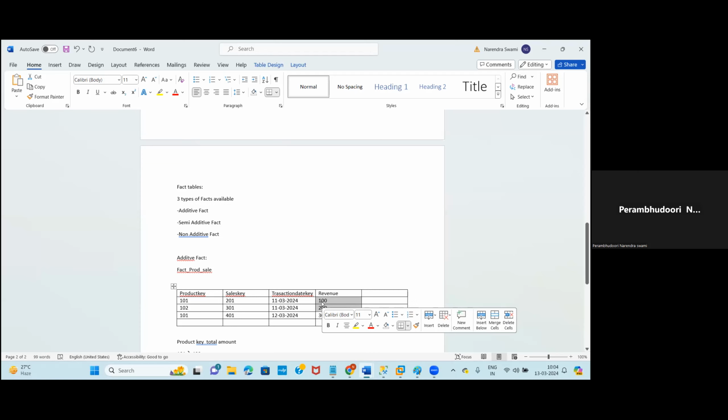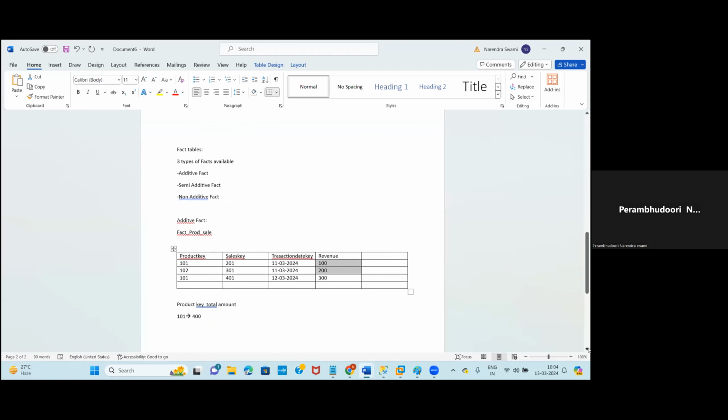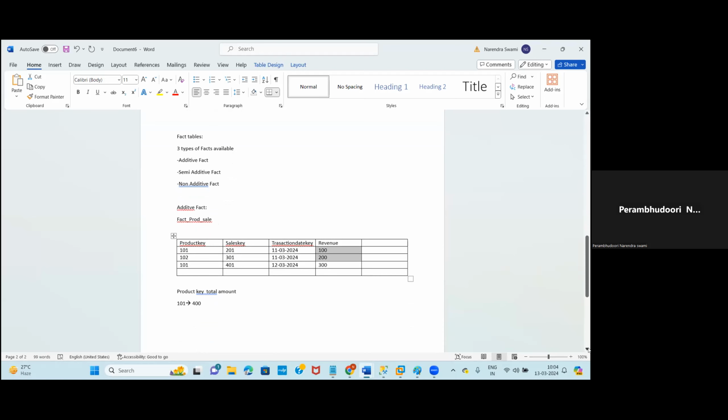We are going to sum the values. We are going to sum the values to derive something that is known as an additive fact. Okay, we are summing up the values to derive something that is known as an additive fact. Okay, this is the example of the additive fact.